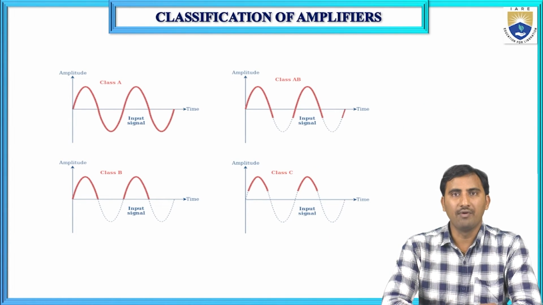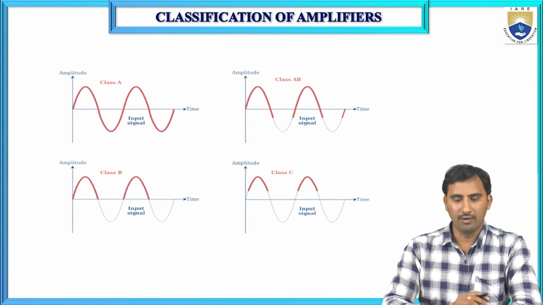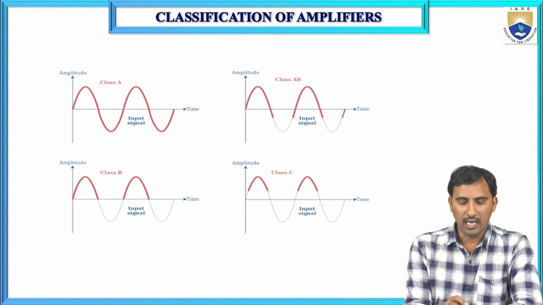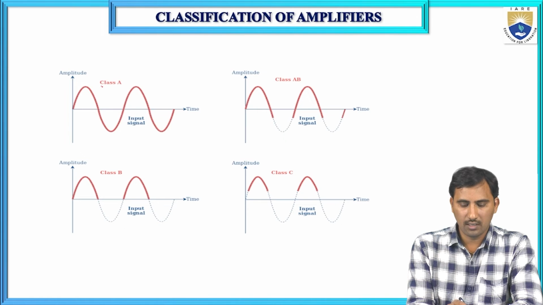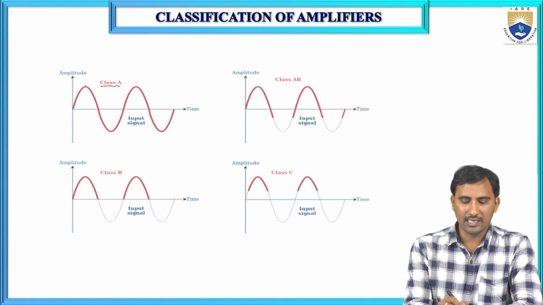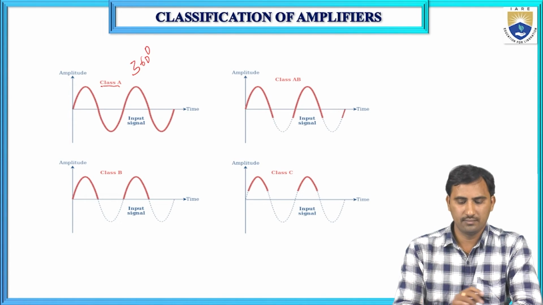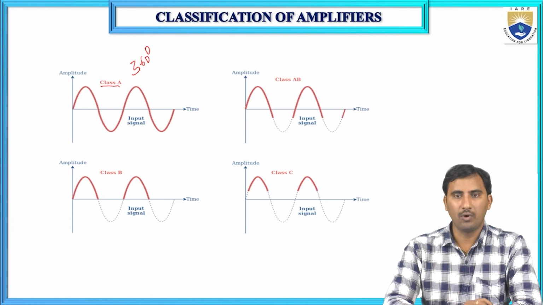And see the output waveforms. So we have seen different types of power amplifier, and their output waveforms are here. If you see the class A power amplifier, the output waveform will be like this. In class A power amplifier, the conduction angle is 360 degrees. That means the output load current flows for the entire given input signal. So that is for class A power amplifier.